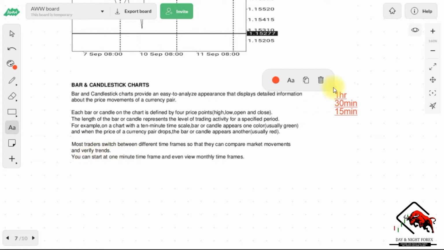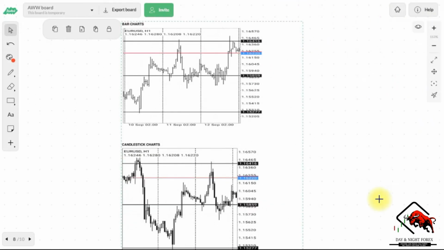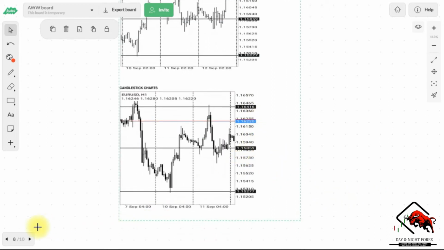To verify a trend, you want to really know what is happening on the upper time frames, so that when you enter on the smaller time frame, you understand that you have a confirmed trend, and it's not just based on the time frame that you are trading on. You can start at the 1 minute time frame and even view the monthly time frame. As I demonstrated earlier in the video, these are illustrations of the bar charts and candlestick charts, but I already showed you on TradingView. So let's move on to the next topic.